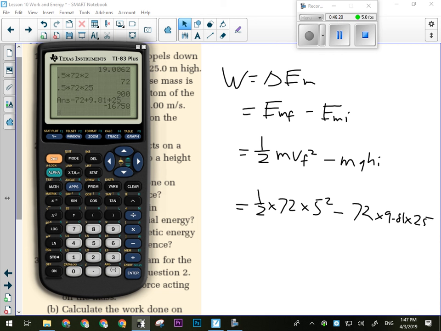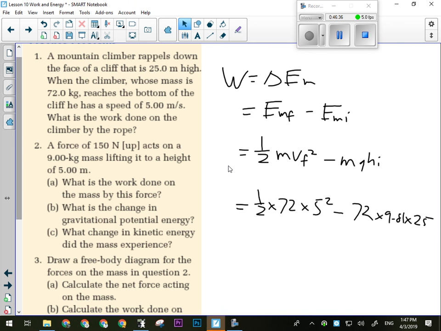All right, so I get a negative number. Is that okay? Yes, I've lost mechanical energy. I have way less of it at the bottom, and that's a good thing. I have 1.68 times 10 to the 4 joules less energy. That's how much work was done on the rope and the carabiner and whatever else was lowering me down to the bottom of this mountain.